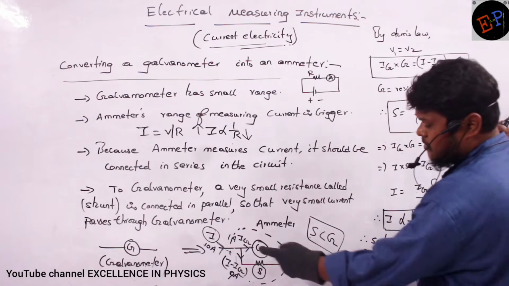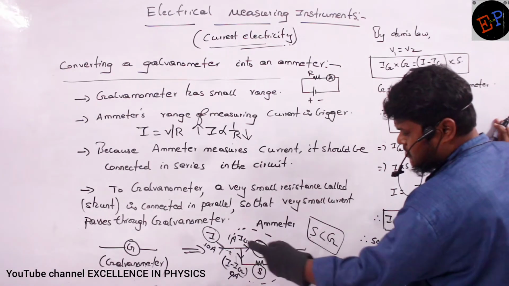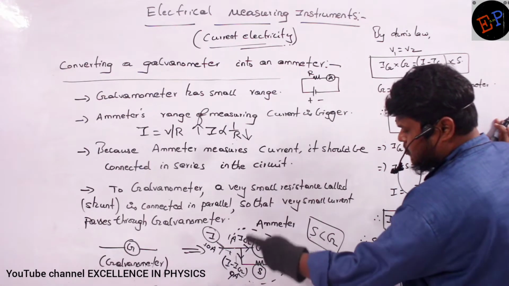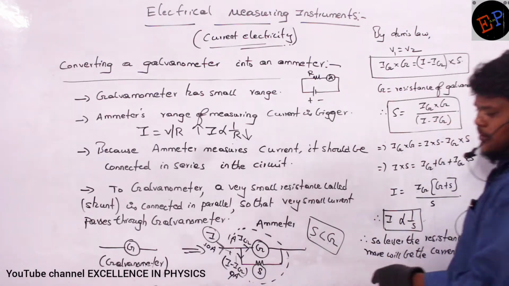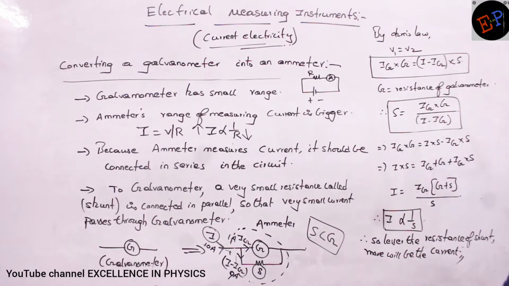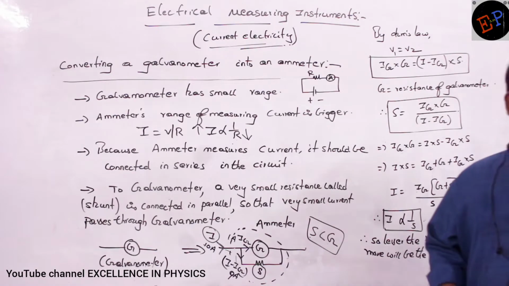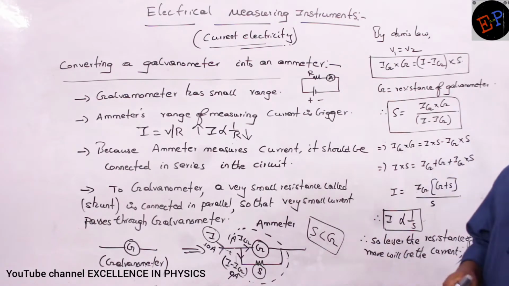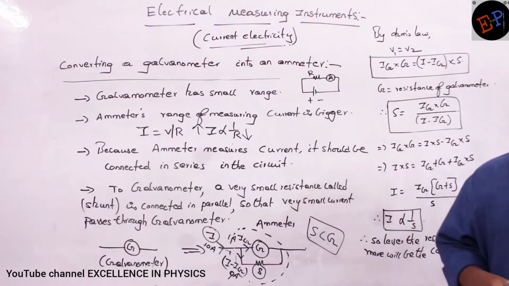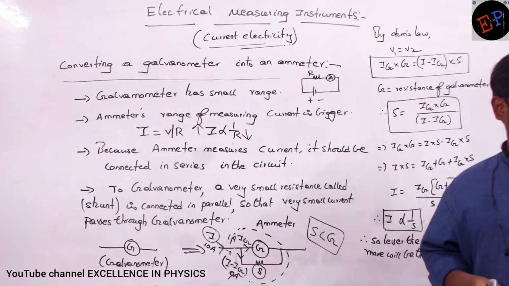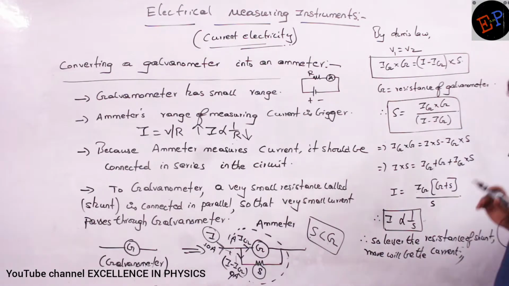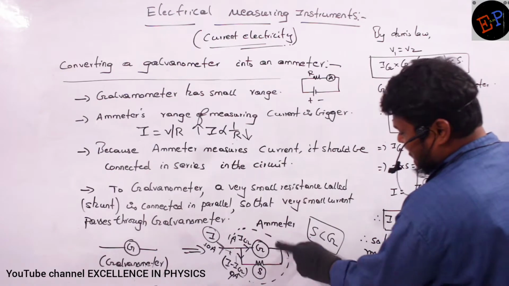Two branches are there. The galvanometer branch is one branch and this is another branch. And these two branches, are they connected in series or in parallel? Parallel, no? Clear? These two branches are connected in parallel.